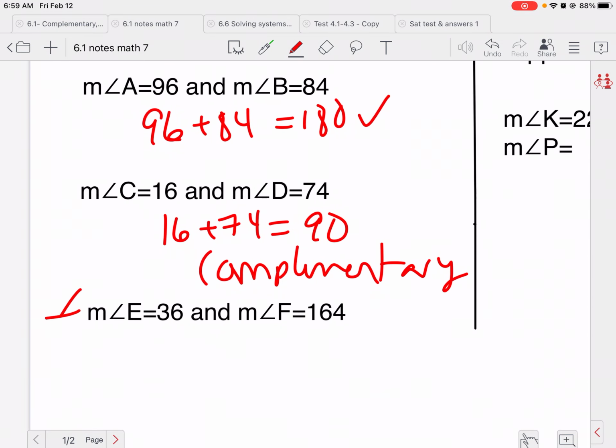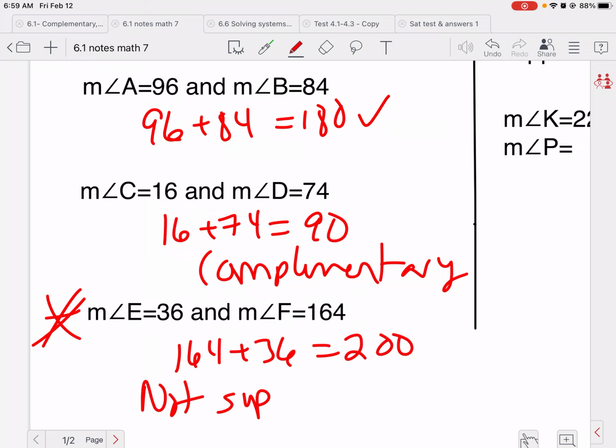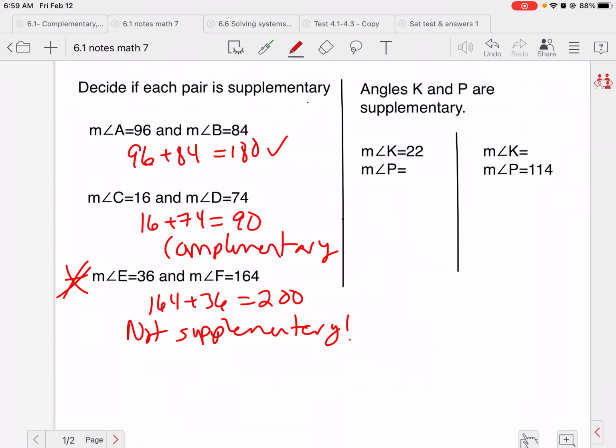Go ahead and try this one and tell me if they're supplementary or not. So 164 plus 36 is equal to 200. So these are not supplementary.